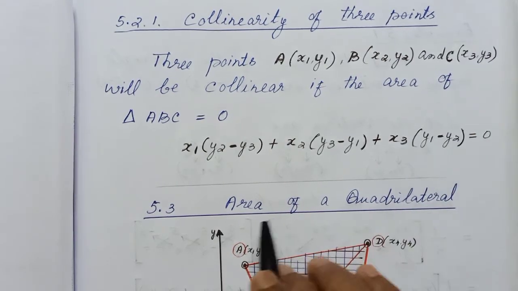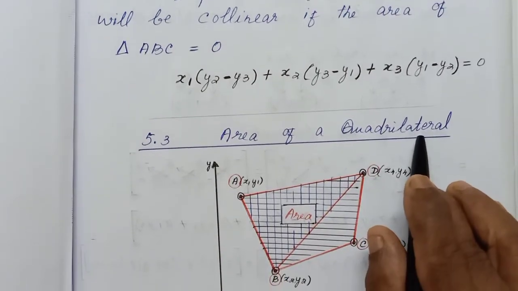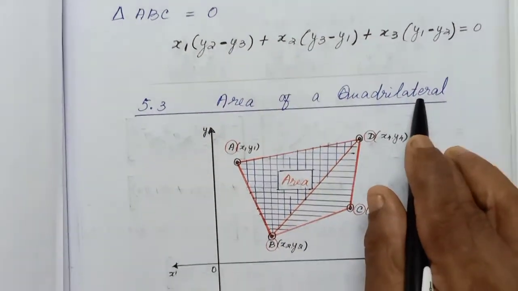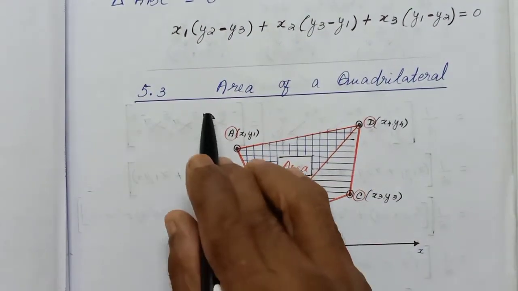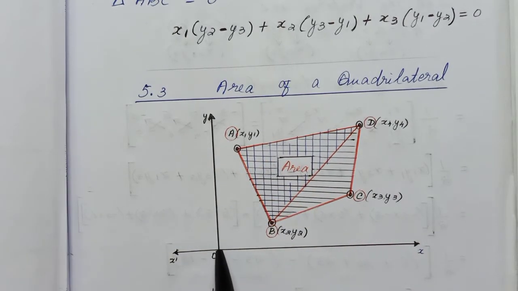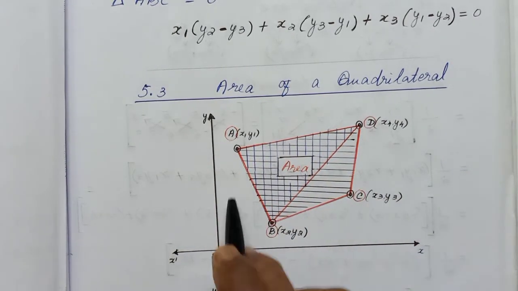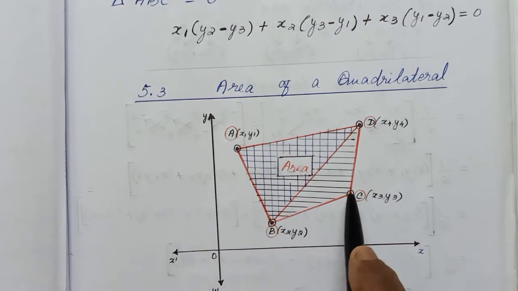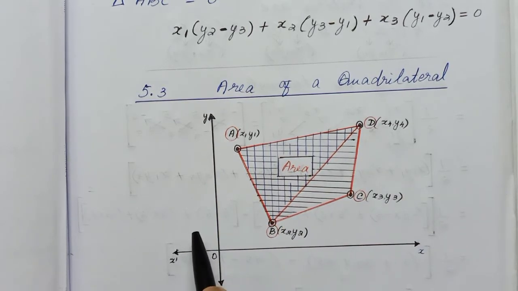The next one, the area of the quadrilateral. So here we see in the diagram, this is the x-axis, this is the y-axis, where they meet is 0, 0. It is the origin point. We have a plane with A, B, C, D. It has 4 points. When it has 4 points, it is a quadrilateral.